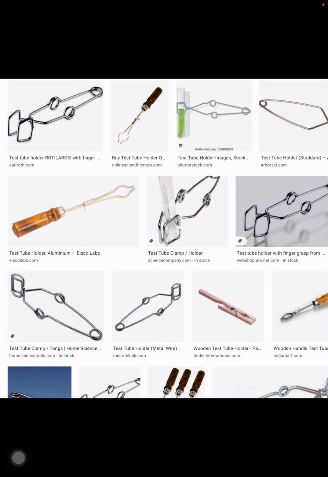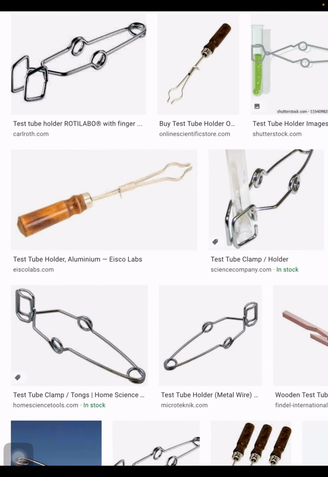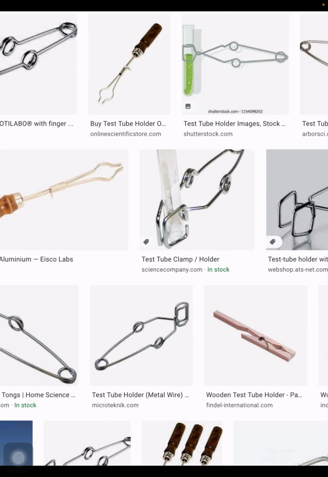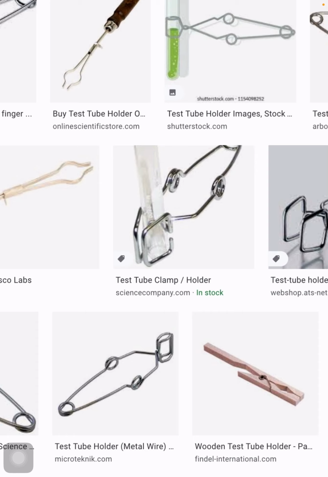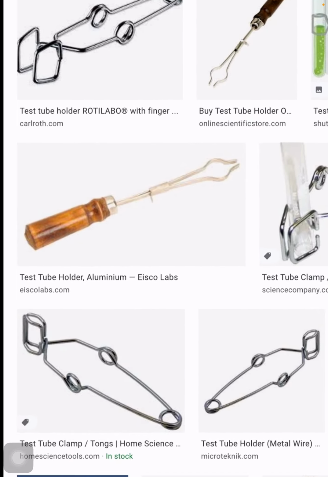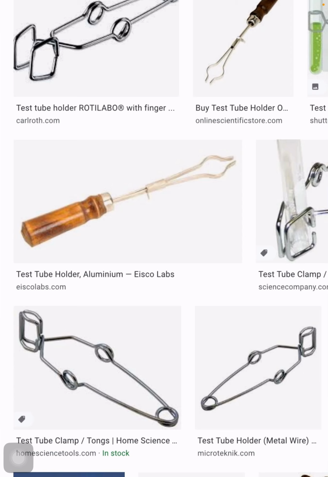So this is called the test tube holder. A test tube holder can be made up of wood or metal as well. You can see that there are two different types of test tube holders over there. One is the one with the wooden handle, called the test tube holder, and the other is called the test tube clamp, or a holder as well. Mostly we are using the test tube holder with the wood handle.